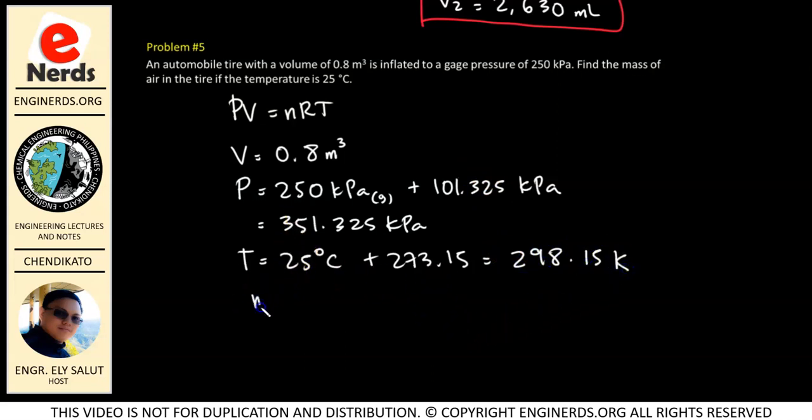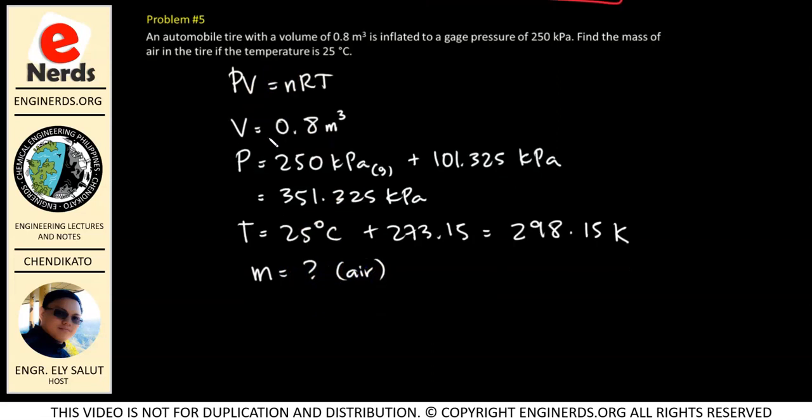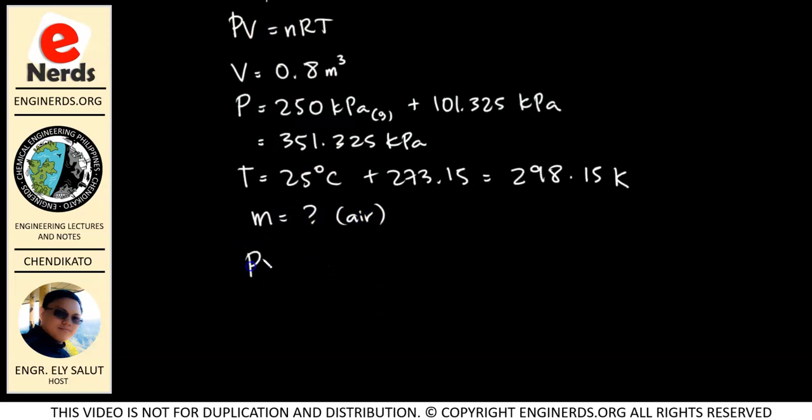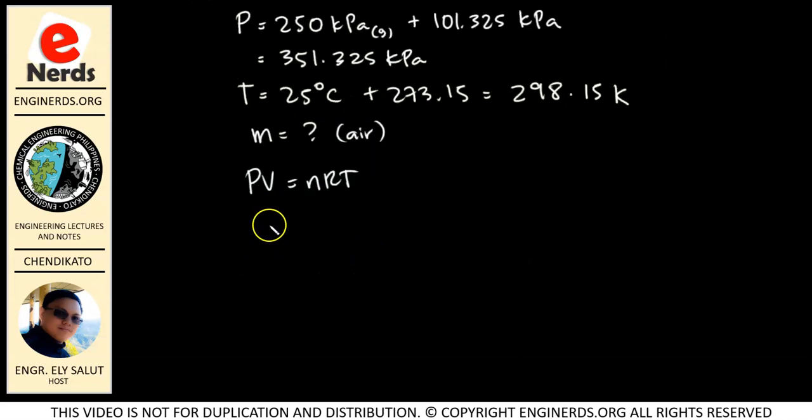And ang hinahanap natin is yung mass ng air. Okay? So, let us now solve for that. So, we will be using PV is equal to nRT. So, hanapin natin yung number of moles ng ating air. So, this is equal to PV over RT. Okay?